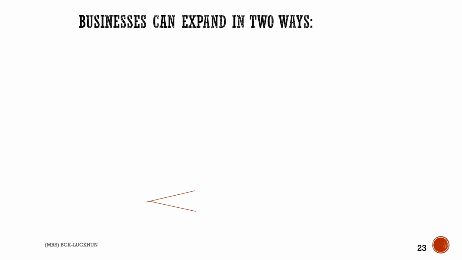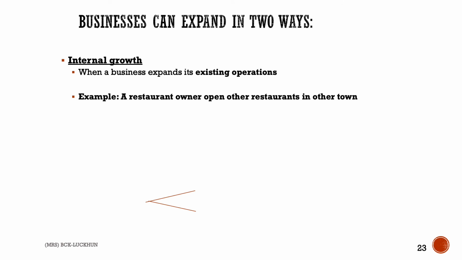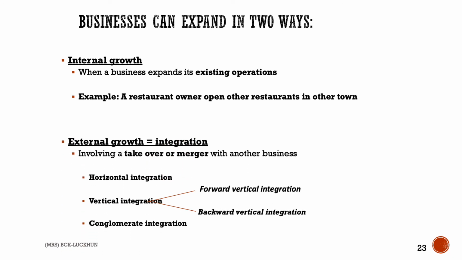So businesses can expand in two ways. The first one is through internal growth. This is when a business expands its existing operation. For example, a restaurant owner opens another restaurant in another town. The second one is external growth, which is also called integration. So, external growth is involving a takeover or merger with another business.